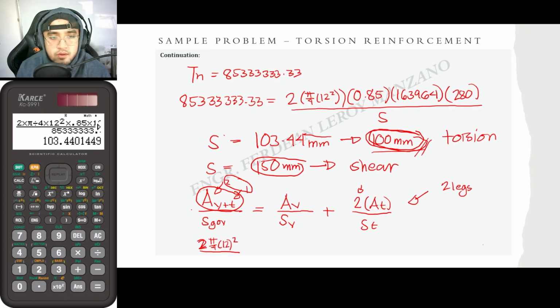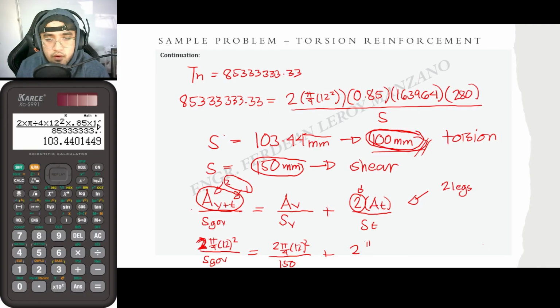So again, we will still be making use of 2 here, divided by the governing S. So this is now equal to AV. So AV, we would now be having 2 legs of 12 squared divided by SV. SV is, according to our computation earlier, 150 mm, plus 2 times pi over 4 times 12 squared divided by, according to torsion, that is now 100 mm.